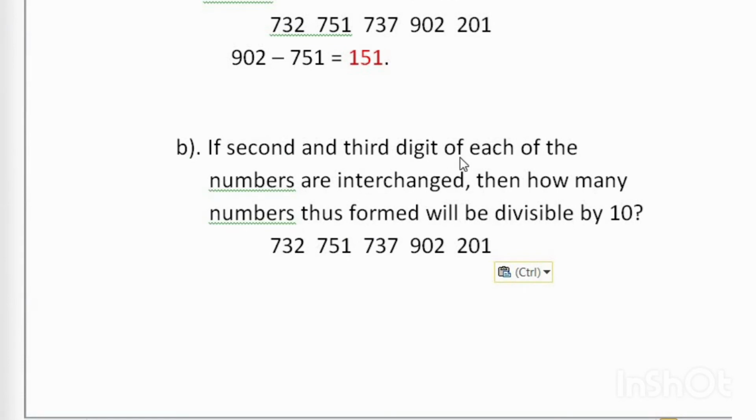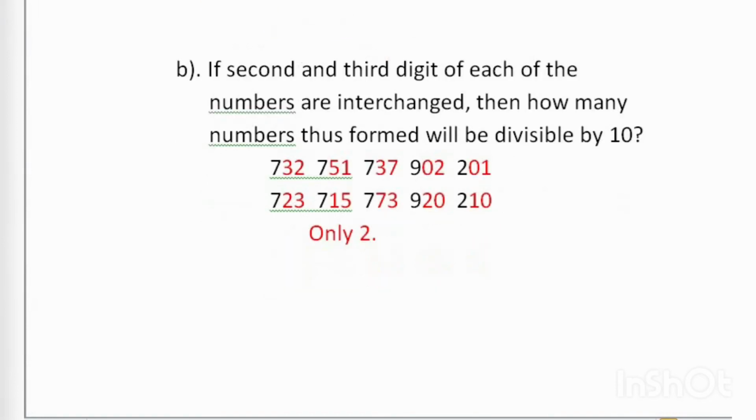Next question, if second and third digit of each of the numbers are interchanged, then how many numbers thus formed will be divisible by 10? Here second and third digits are interchanging, right? So 32 becomes 23, 51 becomes 15, 37 becomes 73, 02 becomes 20 and 01 becomes 10. So the question is how many numbers thus formed will be divisible by 10? A number is divisible by 10 if that number ends with 0, right? So how many numbers? Only 2 numbers, 920 and 210. So the answer is 2 numbers.